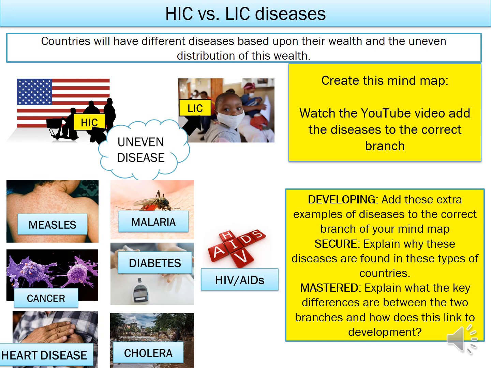For mastered, then, I want you to explain the key differences between the two branches and how this links to their development. So once you've linked all the diseases to the HIC or LIC countries, I then want you to say HIC has these diseases because this links to their development because. Okay, and again, LIC countries have these types of diseases because, and this links to their development because. Okay, so just pause the video now and complete the tasks that I've just explained for you.